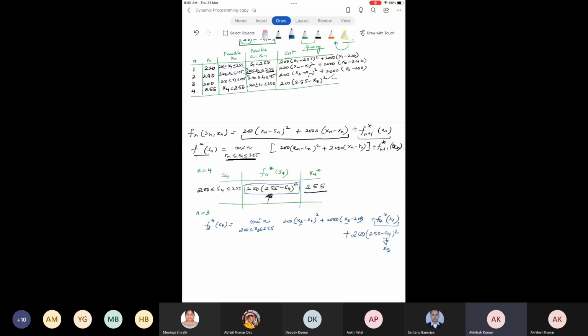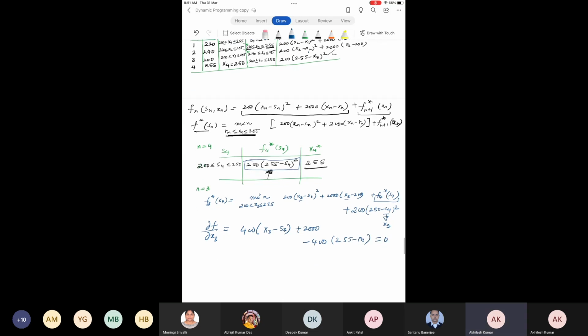So replace S4 by X3 and try to find the value of X3 in terms of S3. So if you take del F by del X3, you will get 400 (X3 minus S3) plus 2000 minus 400 (255 minus X3) equals 0. If you rearrange that term, you will get X3 star equals S3 plus 250 by 2. Okay.